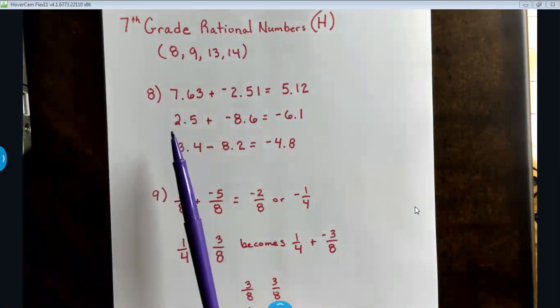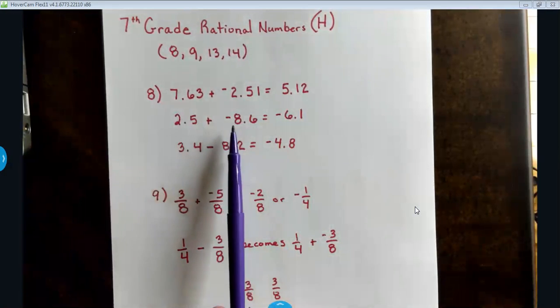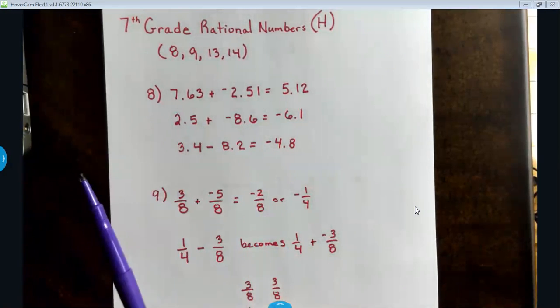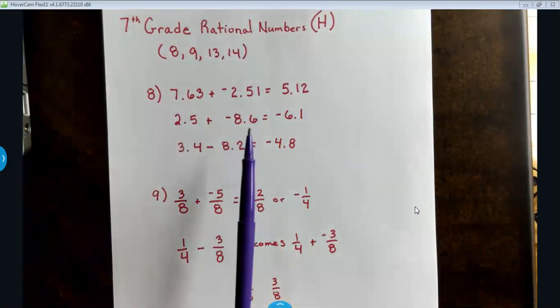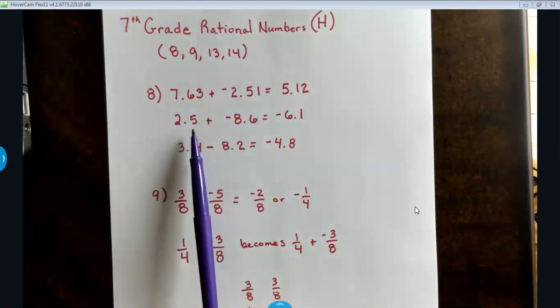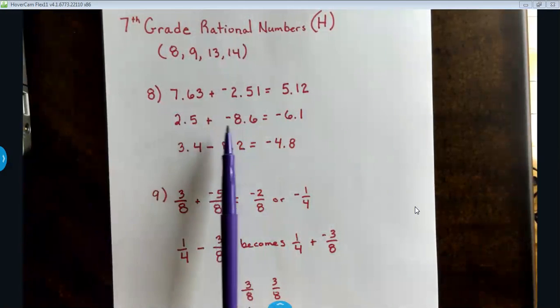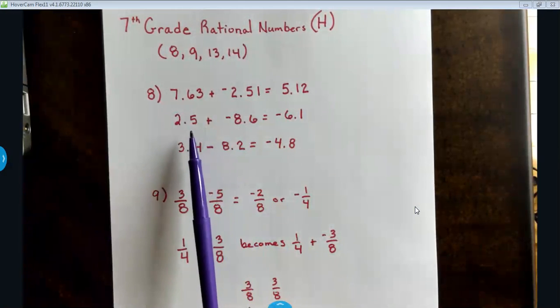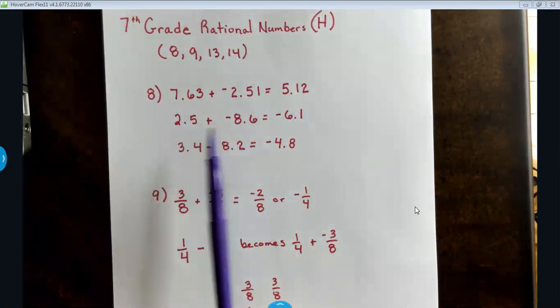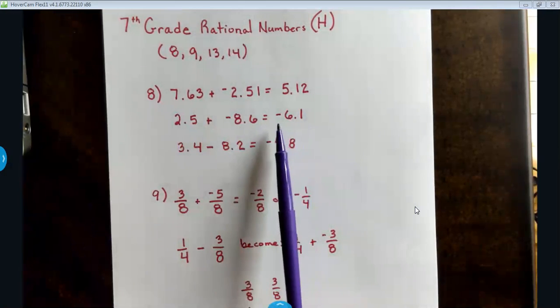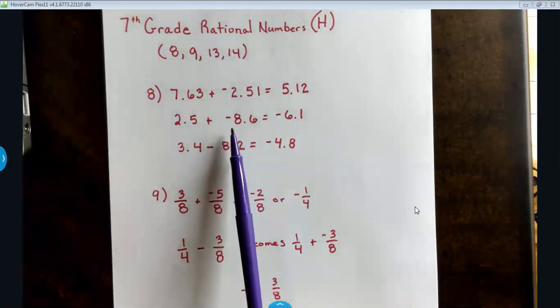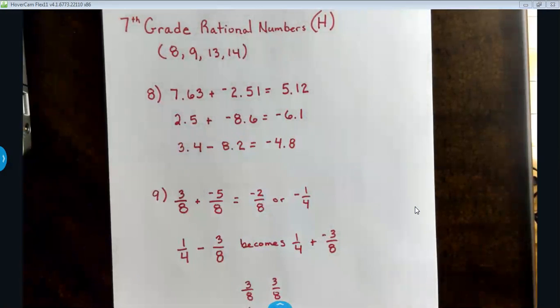In the second example, we have 2.5 plus a negative 8.6. And I'm adding rational numbers with different signs. So I subtract. 8.6 minus 2.5 is 6.1. It's negative because the 8.6 is the higher number and its sign is negative.